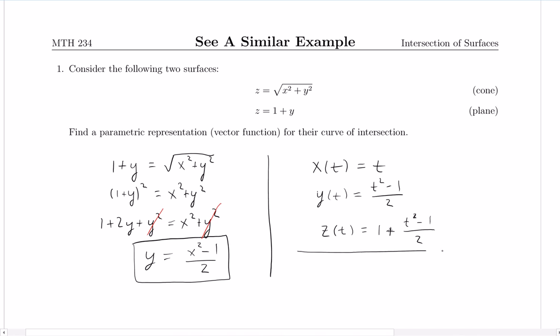So to summarize and put all three of these together, we could just write it like this. We could parameterize the curve as a vector function using these three functions that we wrote here as the components. So t, (t squared minus 1) over 2, and 1 plus (t squared minus 1) over 2. And that is a parameterization of the curve of intersection of these two surfaces.